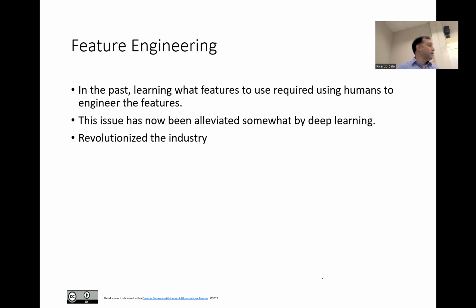So I have a slide here. Feature engineering: in the past, learning what features to use required using humans to engineer these features, right? So just remember, if you get confused, with CNNs before, I had to put in filters and I had to know the values of them. Now CNNs can learn the values in those filters, and that's a much better thing. So this issue has now been alleviated somewhat by deep learning, and it revolutionized the industry in so many ways, okay? That's one of the great things about AI: nowadays, we want to let AI solve the problem that we can't solve in some way.